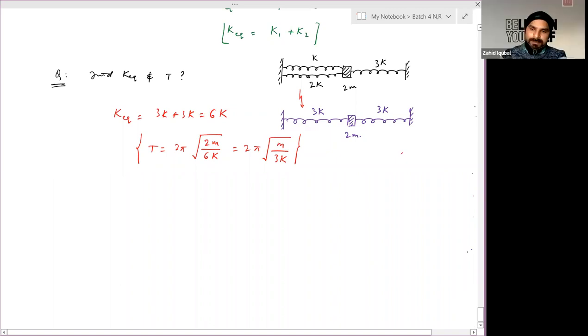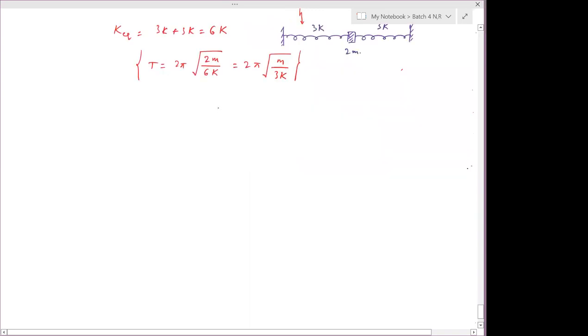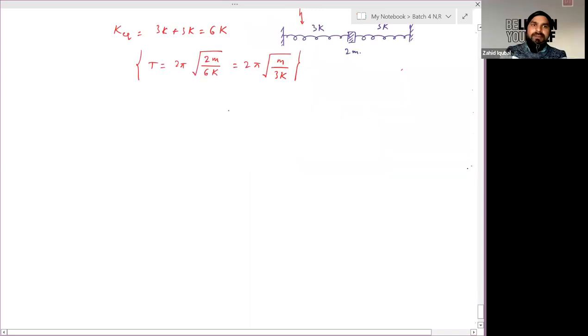Nabila, done? Yes, sir. Okay, so this is all about combination of springs. Next, we have to define oscillation on the basis of the surrounding medium. So mainly we have two different types of oscillation. One is undamped oscillation and the other one is damped oscillation.